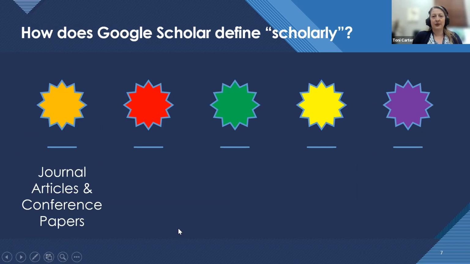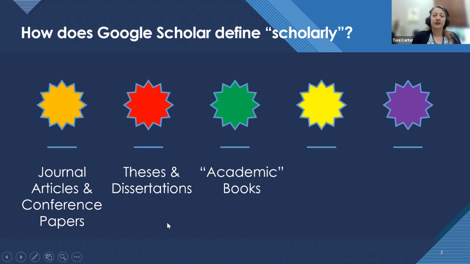Journal articles and conference papers. Journal articles are often the peer-reviewed articles that we look for the most if we're in Google Scholar. Theses and dissertations. Academic books. It's interesting to me that they use scholarly, but they don't say scholarly books. They say academic books. I'm just assuming, because they don't tell us, that it means it's coming from an academic publisher, whoever that may be.